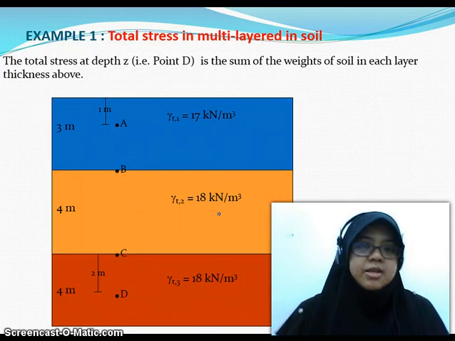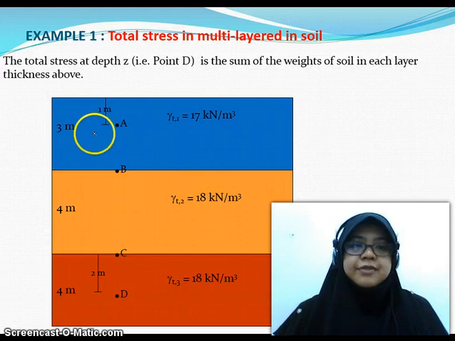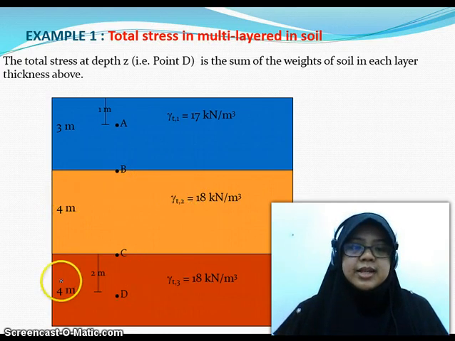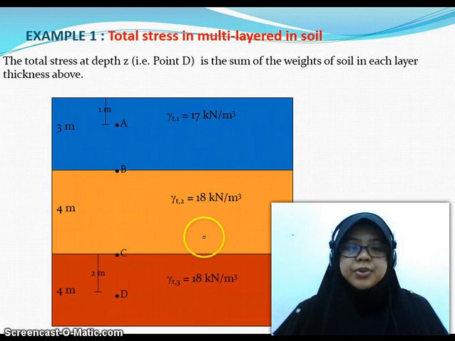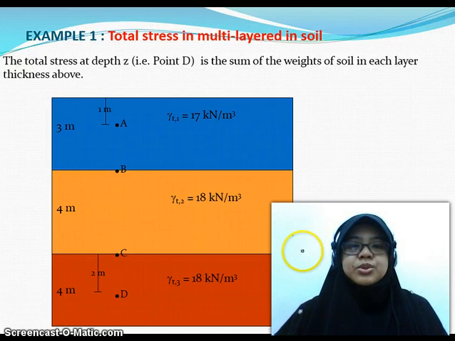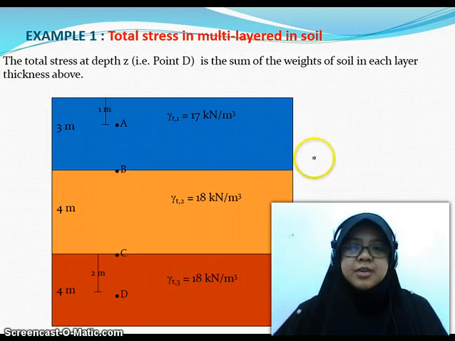Okay, let's see an example. Here we can see 3 different soil layers, with a depth of 3 meters for soil 1, 4 meters thickness for soil number 2, and 4 meters thickness also for soil number 3. Both soil 2 and soil 3 have a similar gamma, 18 kilonewton per meter cube, whereas soil number 1 is lesser, 17 kilonewton per meter cube. So how do we want to solve this problem?